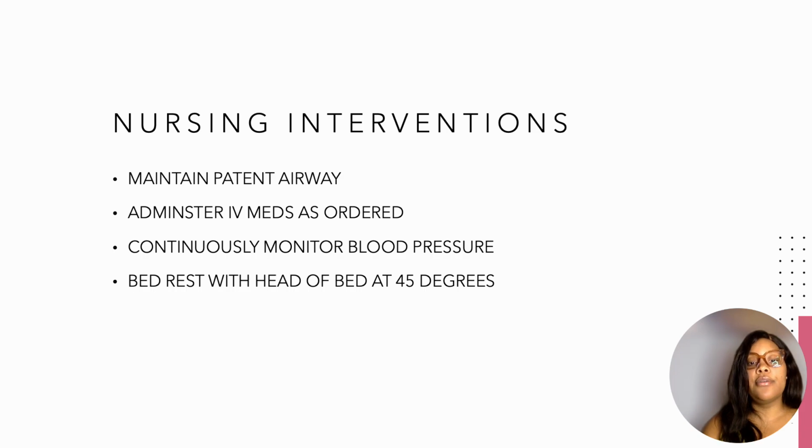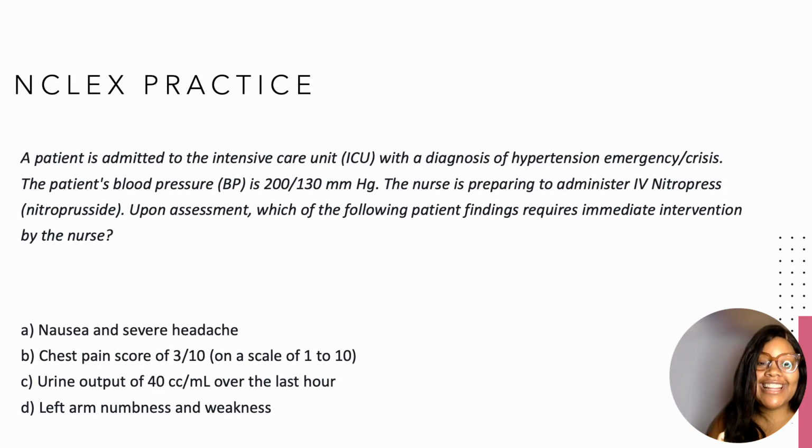The biggest thing that we're going to be doing for this patient is administering antihypertensive medications to get their blood pressure down. All right, so this NCLEX question reads, a patient is admitted to the ICU with a diagnosis of hypertensive emergency or crisis. The patient's blood pressure is 200/130. The nurse is preparing to administer IV Nipride. Upon assessment, which of the following patient findings require immediate intervention by the nurse? A, nausea and severe headache. B, chest pain 3 out of 10. C, urine output of 40 cc's an hour. Or D, left arm numbness and weakness.